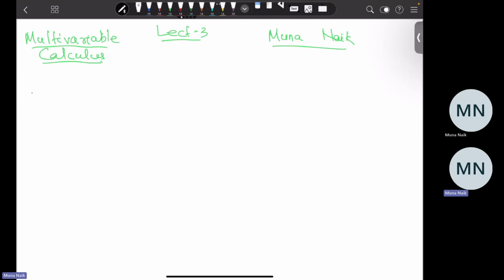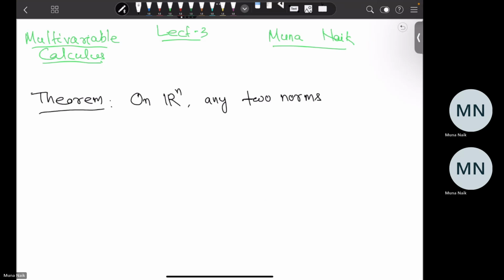What was the theorem we have proved? Recall the theorem: on R^n, any two norms are equivalent. This was the theorem I am interested in, and we want to really prove this. So what is the idea of the proof?